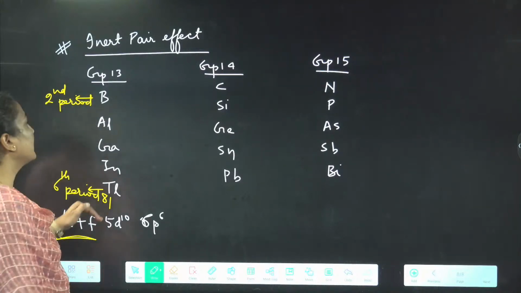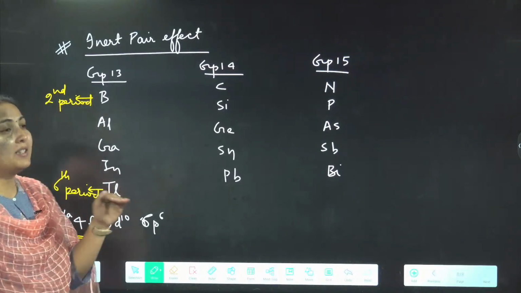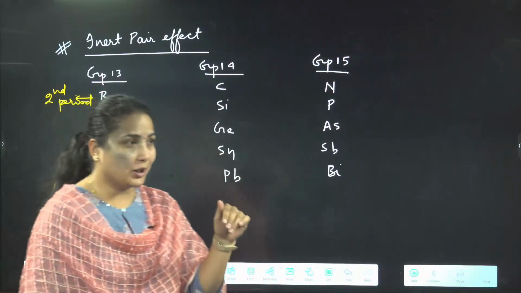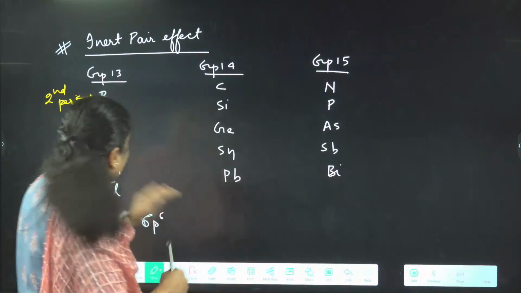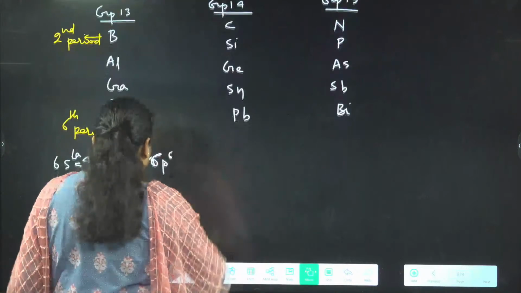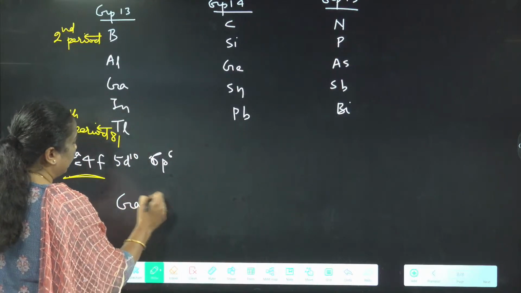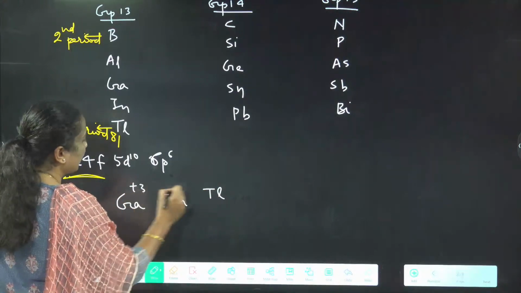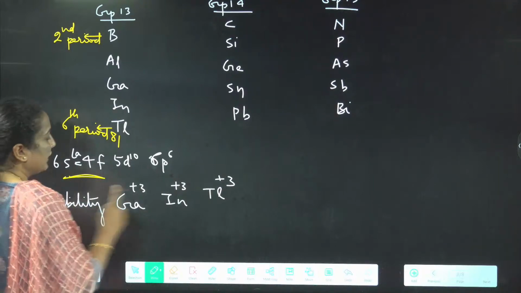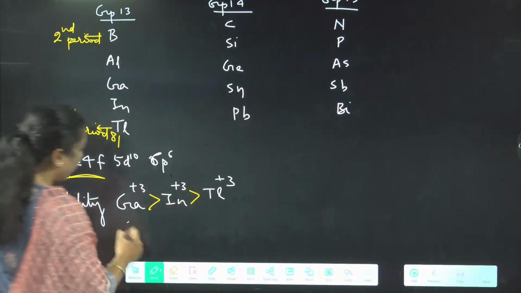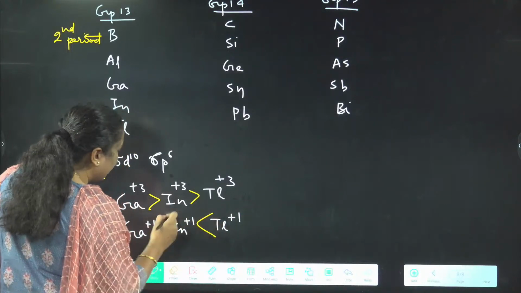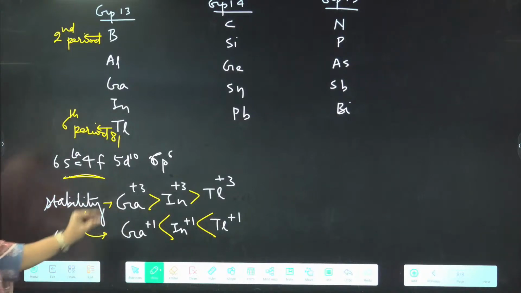Now what is seen here is, as you proceed down the group, the stability of +3 oxidation state in case of group 13 decreases, right? That means I'm able to see thallium +1 more stable as compared to thallium +3. Suppose I compare gallium, indium, and thallium. If somebody is asking me about the stability, I'll be able to say that the stability decreases. If I write gallium +1, indium +1, thallium +1, I'll be able to say the stability like this. Are you able to realize there is a difference of 2 here?